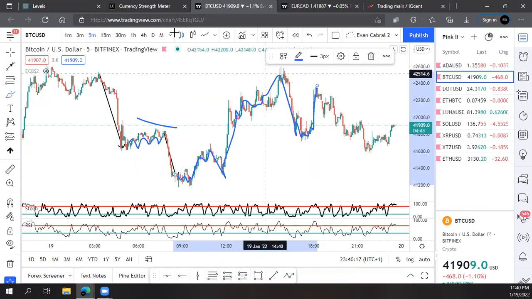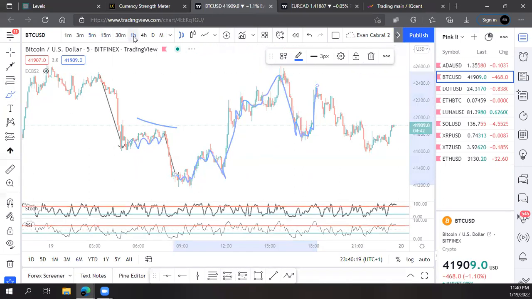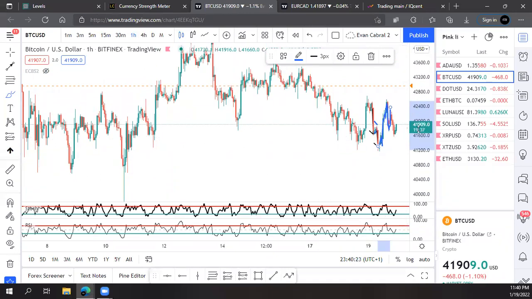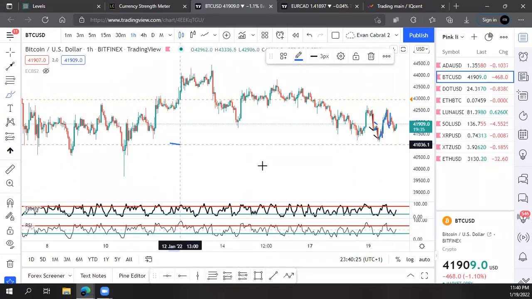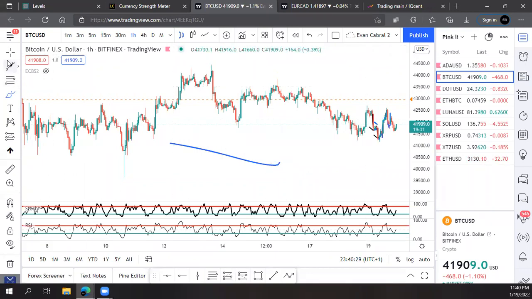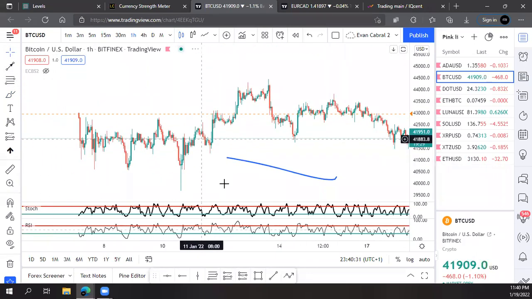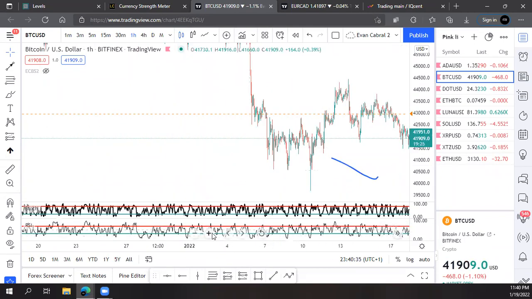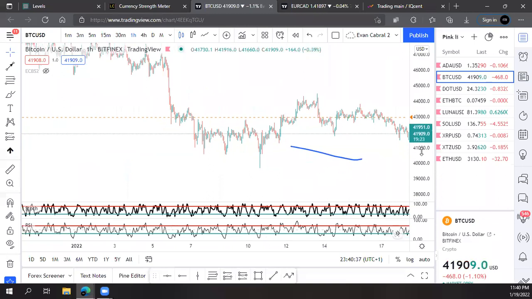Oh, I'm actually looking at the 5 minute time frame. I think I should use the 1 hour time frame. Let me use the 1 hour time frame so we can actually see. Let me take this out and show you guys this. All right, exactly. So this is what I'm looking for.